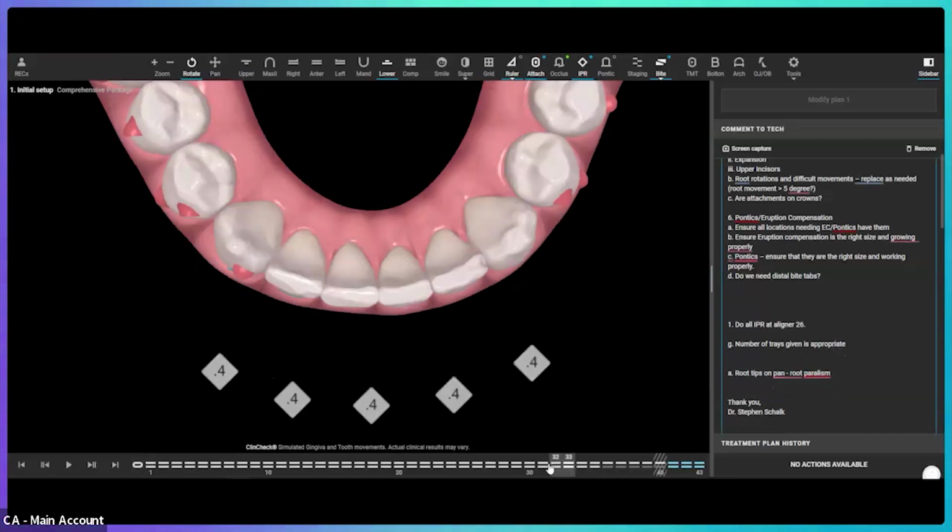Next, is the number of trays okay? Yeah, we're looking at 30-ish. Times that by 7 days. That means that we're looking at 30 weeks.